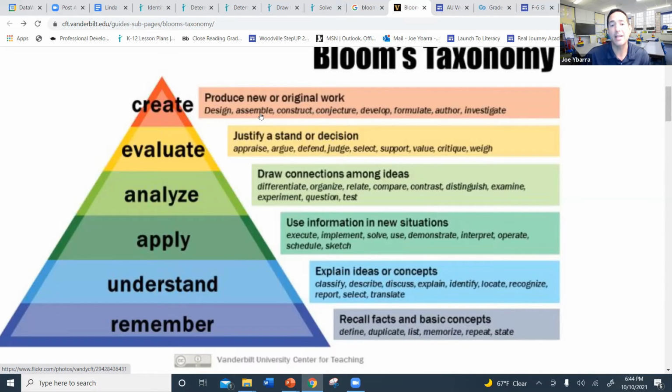And lastly, can they create? Can they construct? Can they assemble? Can they investigate? We're trying to get to Bloom's taxonomy so our students have real deep understanding. And hopefully that will show you some strategies. Plus, it helps me.